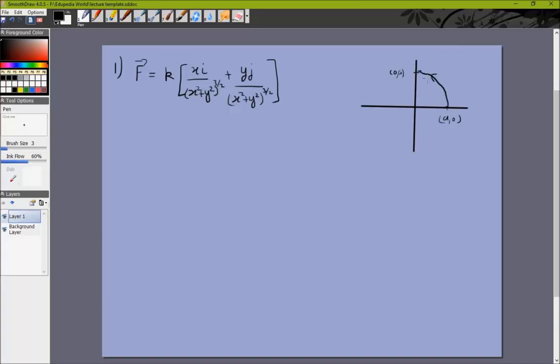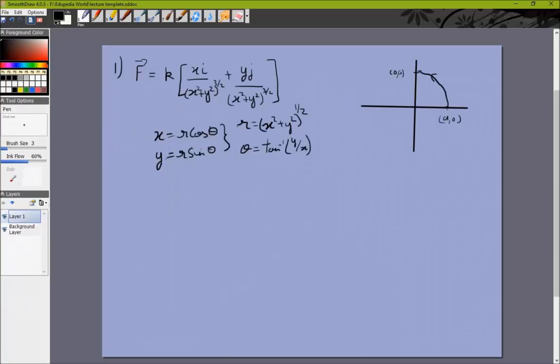Because of this circular path and because of root x squared plus y squared in the denominator, I can see that it will be easier to work in polar coordinates. So we'll switch to those. x is equal to r cos theta, y is equal to r sin theta, which means that r is x squared plus y squared to the power 1 by 2, and theta is tan inverse y by x.